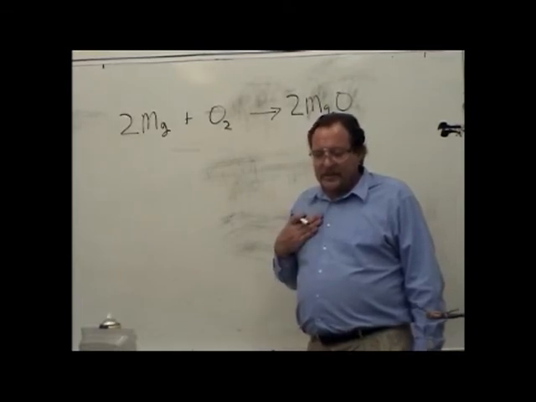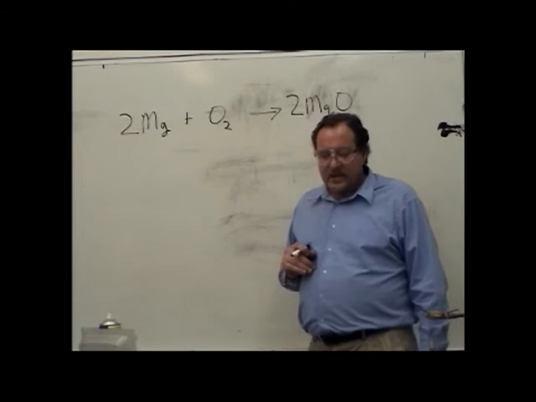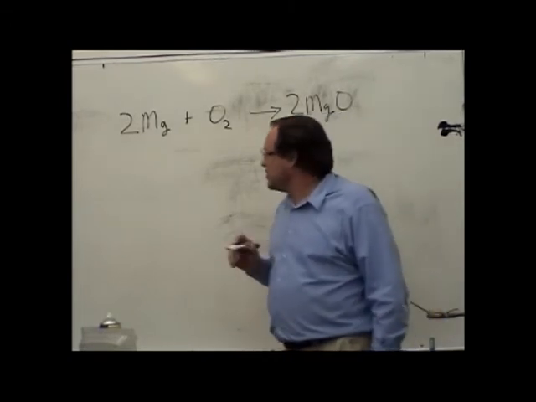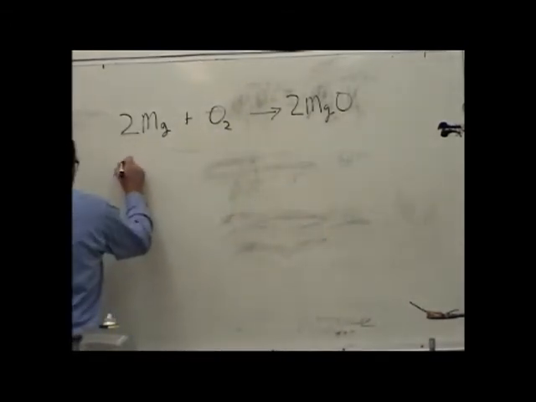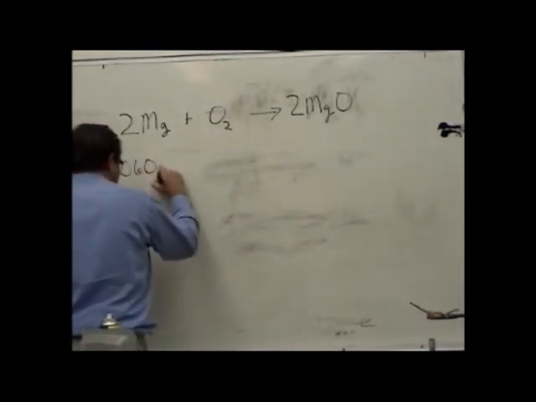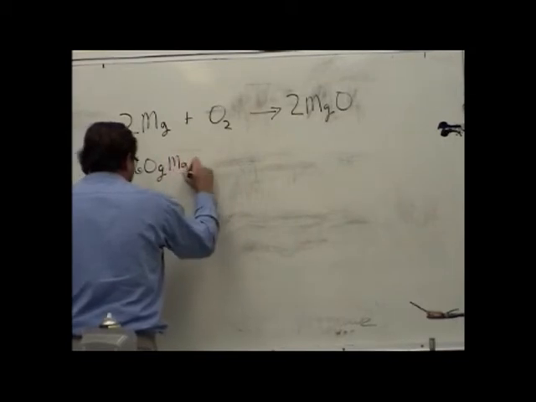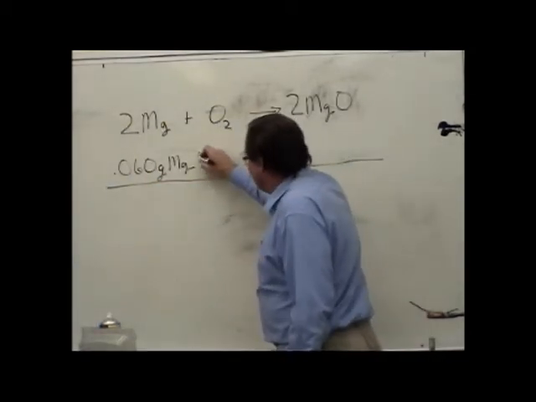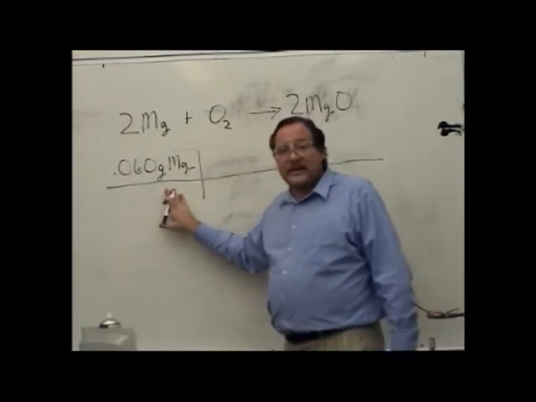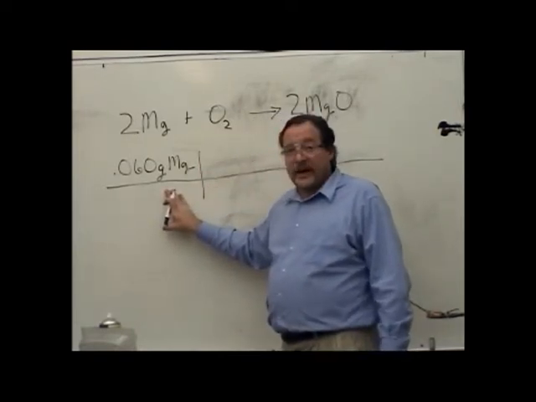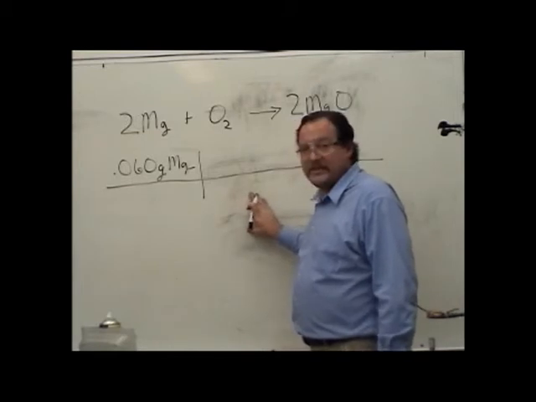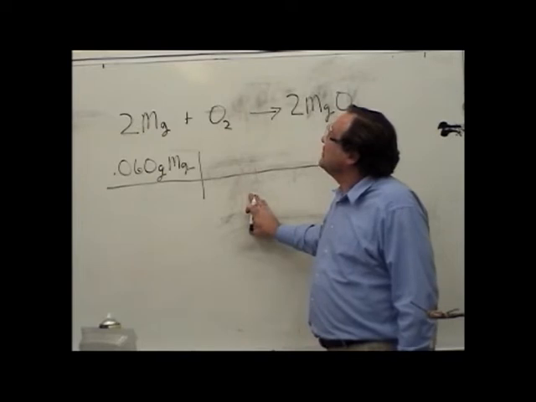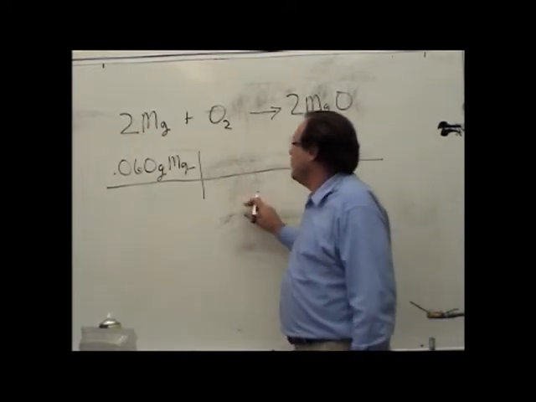Now, back to calculating our theoretical yield. For my particular piece of magnesium that I've weighed, it weighs 0.060 grams. So 0.060 grams magnesium metal will go in my top left corner. Now if I have grams of magnesium here, the only thing that will cancel them out is grams of magnesium down here. So using my periodic table, I look at magnesium and it's 24.31.